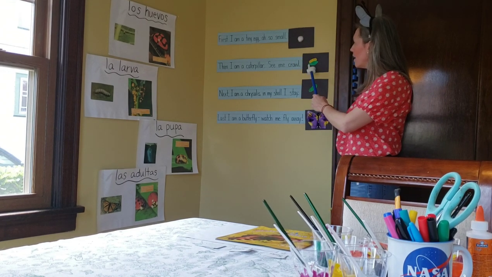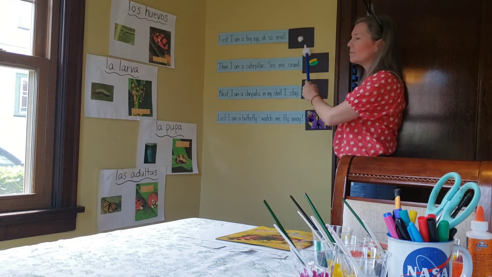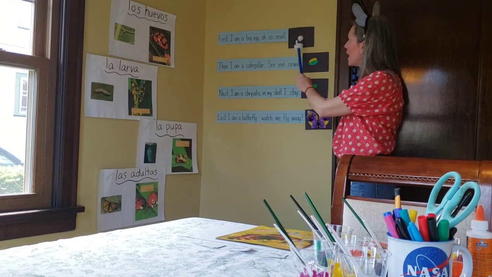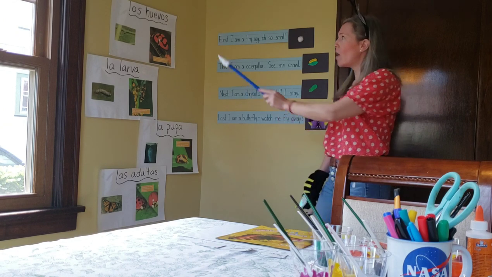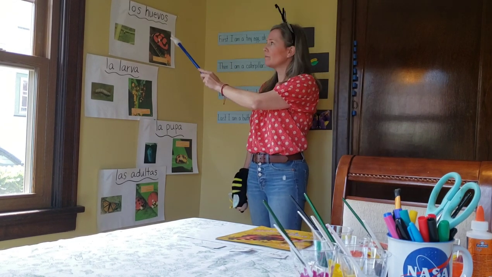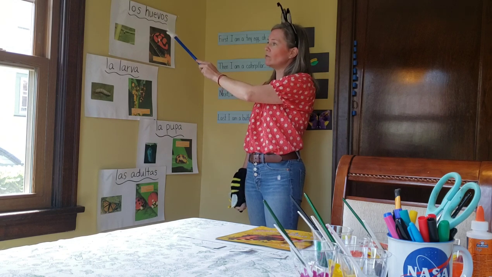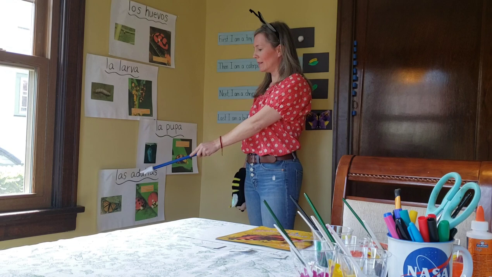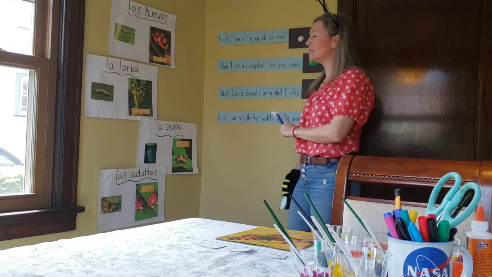Egg, larva, pupa, adult. Over here, it's in Spanish. Los huevos, la larva, la pupa, las adultas. Four different stages, both in English and Spanish.